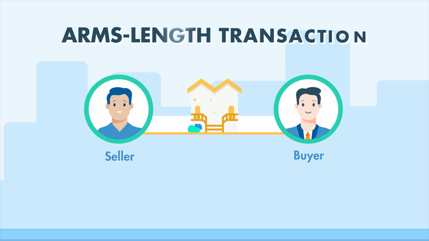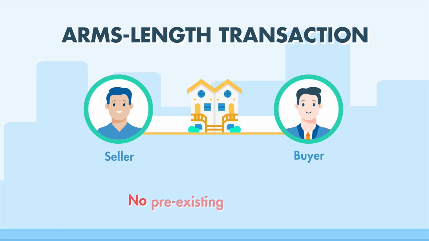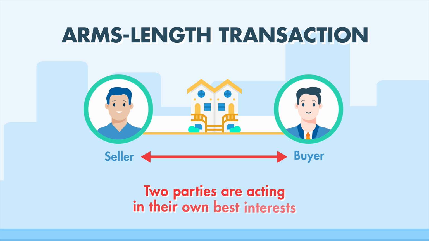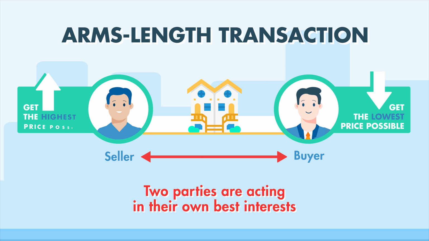An arm's length transaction happens when a property is sold and there is no pre-existing relationship between the two parties of the deal. The buyer and seller are acting independently and they aren't connected or affiliated by family, marriage, or any other kind of business relationship. If a buyer and seller are unrelated and have no prior relationship or obligations to each other, it can generally be assumed that the two parties are acting in their own best interests. The buyer is trying to get the lowest possible price and the seller wants to get the highest possible price. And whatever price they both agreed upon was an accurate representation of the property's fair market value. In other words, it was a normal deal.